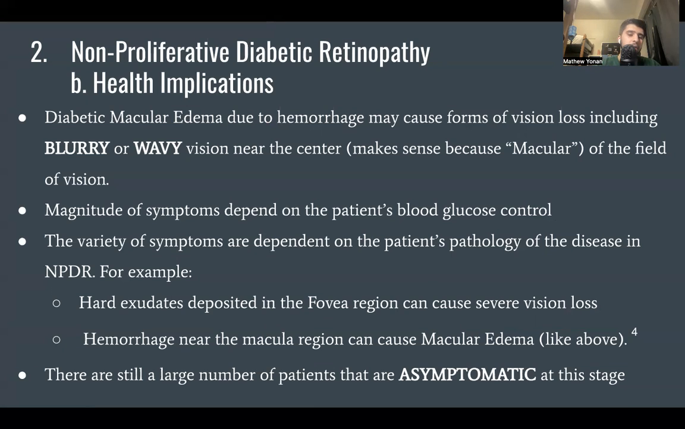Although there are still a large number of patients that are asymptomatic at this stage, you can still see it in the fundoscopy. The variety of symptoms are dependent on the patient's pathology of the disease and NPDR, non-proliferative diabetic retinopathy. For example, hard exudates that are deposited in the fovea region can also cause severe vision loss in the center. And hemorrhage near the macular region, like we said, can cause macular edema.